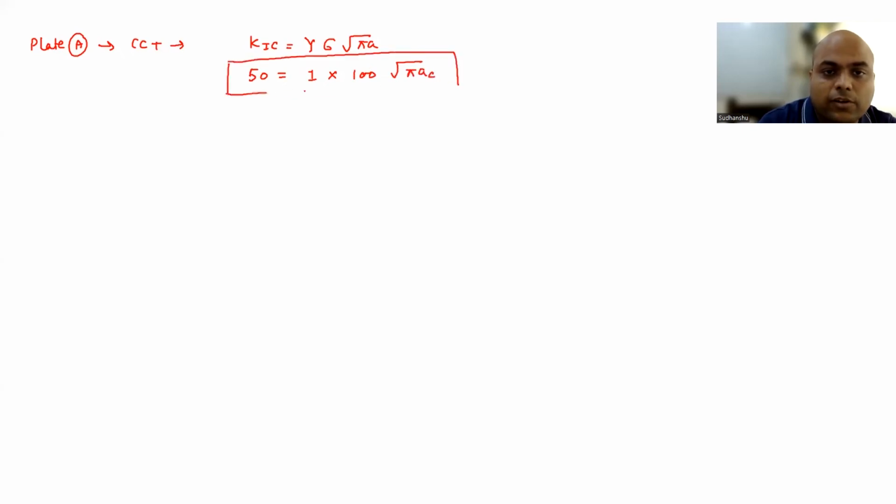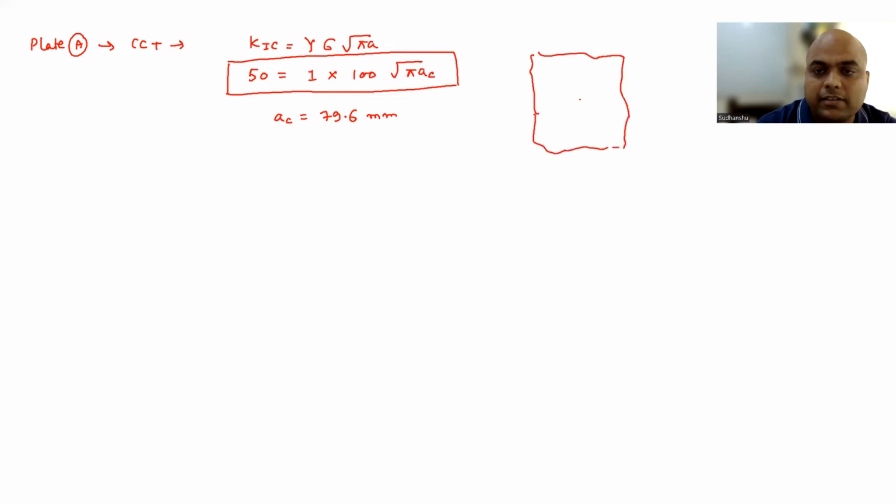Okay. So now you know all the values. You have to calculate what is the value of AC, and AC will be coming out to be 79.6 millimeter. Okay. But remember, this is CCT, right? So the crack length is not A, it is 2A. So we have to calculate what is 2AC, and it will come out to be 159.2 millimeter. You can calculate.